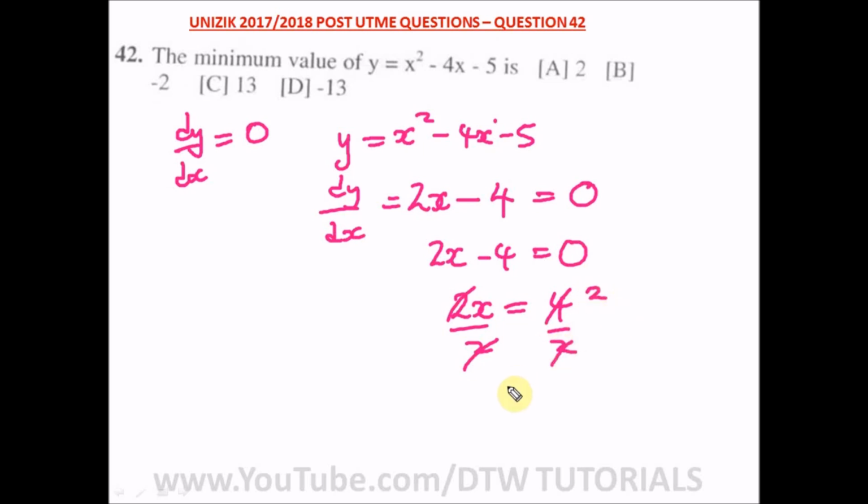1 and 2 in 4 is 2. So x is equal to 2. So our minimum value for this equation is x equal to 2. And our right option here is option A.